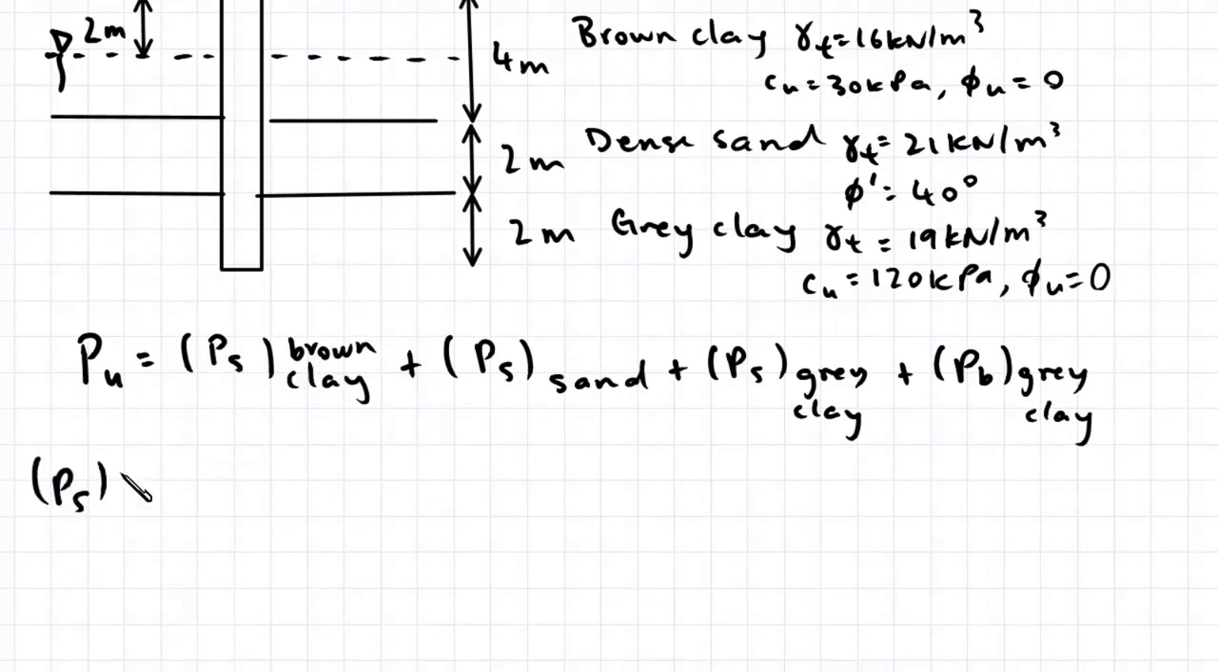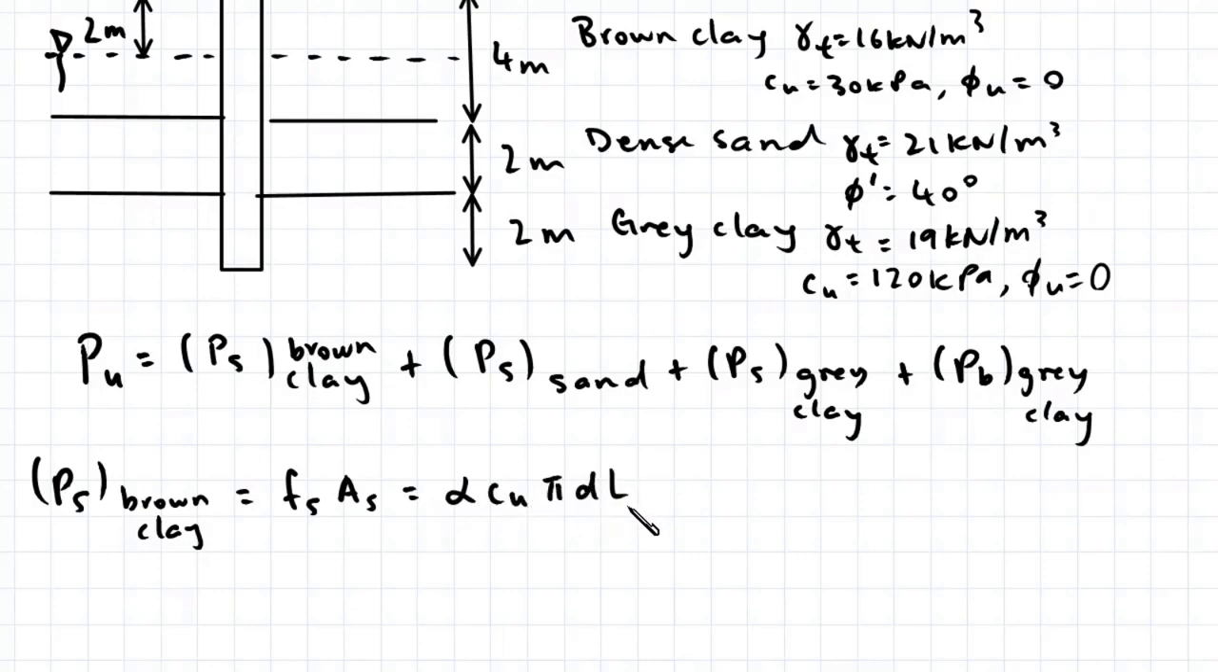Ps of brown clay is equal to Fs As, and that is equal to alpha Cu pi dl. And pi dl is the area of the shaft, and we use pi dl because the pile has a circular cross section.